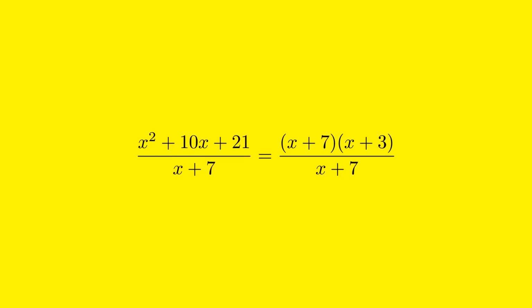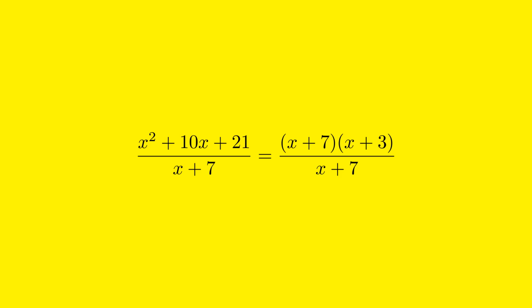To reduce the rational expression x squared plus 10x plus 21 over x plus 7 to its lowest terms, we start by examining the numerator, which is x squared plus 10x plus 21. First, we identify that we need to factor this quadratic expression. Our goal is to rewrite x squared plus 10x plus 21 as a product of two binomials. Let's focus on finding two numbers that multiply to 21 and add up to 10. Remember, 21 is the constant term and 10 is the coefficient of the x term in the quadratic expression.